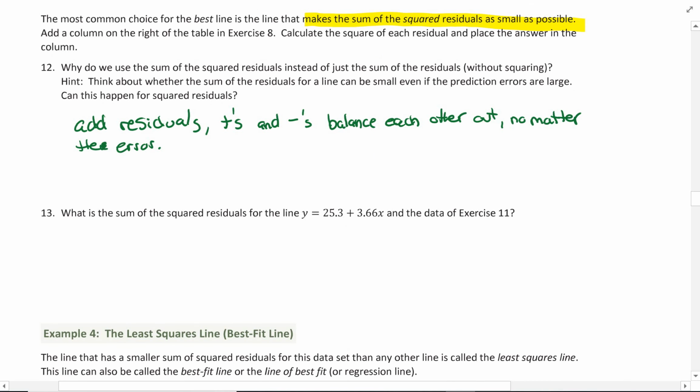What is the sum of the squared residuals for the line y equals 25.3 plus 3.66x and the data for exercise 11? So if you actually go through and add up all those terms, guys, you're going to get 34.54. Now this doesn't mean anything right now to you because we have nothing to compare it to, but the sum is going to be an important part later on. Not in this lesson per se, but definitely later on as we go through this topic.